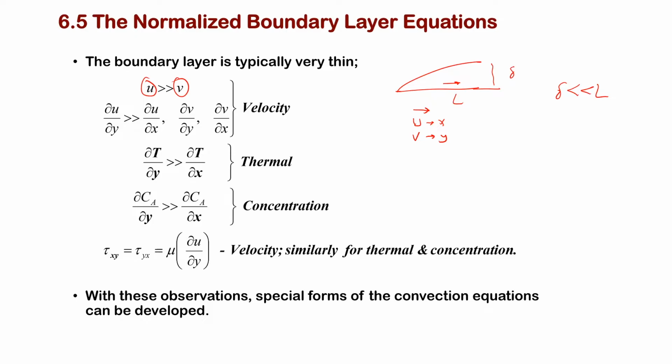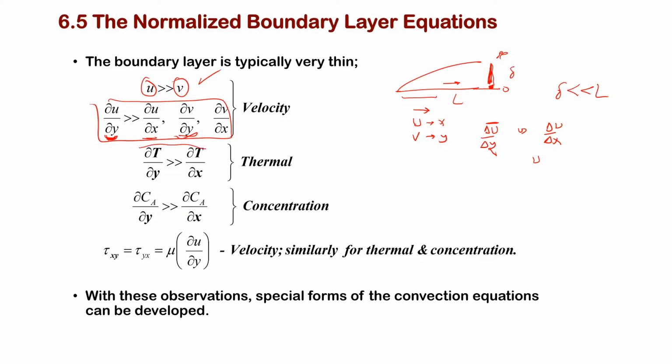And if you want to compare delta U by delta Y versus delta U by delta X, so change in velocity along the Y direction, the velocity is rapidly changing from here, let's say 0 to 99 percent of the free stream, in a very small section. Delta Y is small, delta U is the same. That means this derivative, du by dy, is much greater than du by dx. And since U is much greater than V, du by dy is much greater than dv by dx, and then we can conclude that these will be the relative magnitudes of the velocity.